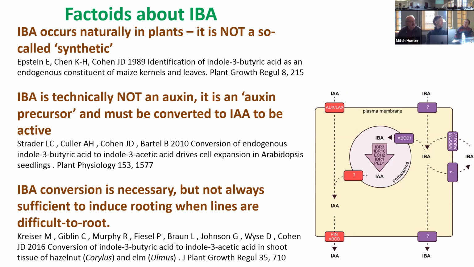So are you saying that because it proved that it was naturally occurring, they didn't have to register it as a... It is synthetic. Okay. Yeah. IBA technically is not an auxin, and I'll show you a little bit of data on this later. It's an auxin precursor. It looks like it's made from indole acetic acid, but it also goes to indole acetic acid, where it's active. And IBA conversion is necessary, but not always sufficient to induce rooting when lines are difficult to root.